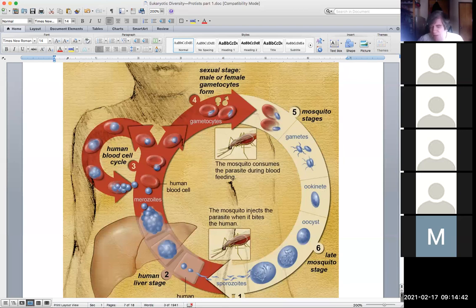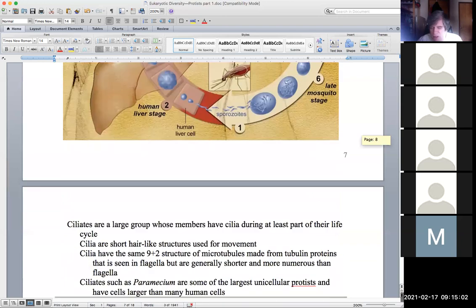These life cycle stages, the merozoites, the sporozoites, the ookinete, are not similar to a baby and a toddler and a child and an adolescent. These are very different things that if you looked at under a microscope, you wouldn't necessarily know they came from the same species even.